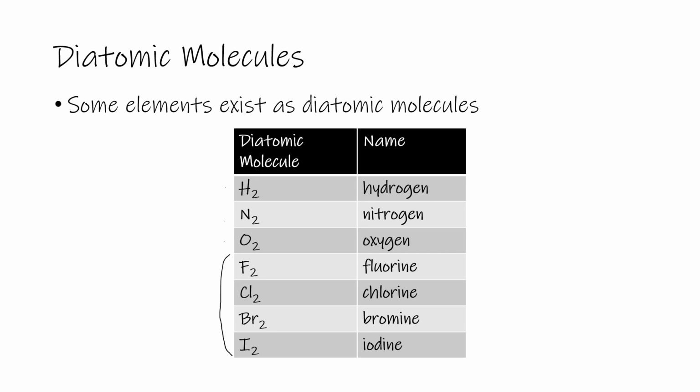Those are your diatomic molecules. There are 7 of them. Make sure that you are aware of that and keep that in mind, especially for the next chapter. And so that is just a brief overview of how to write the formulas and names for molecular compounds.